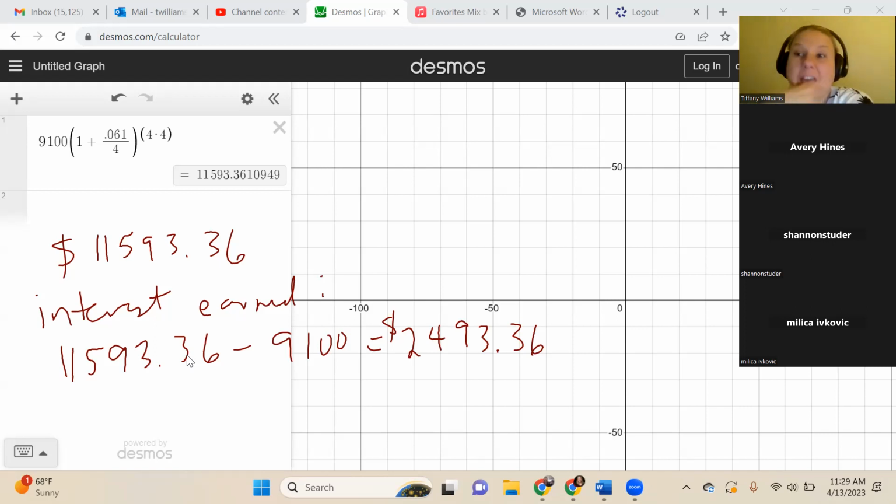Higher interest. Avery, you're exactly right. The interest rate typically has the biggest influence on how much money you earn. But not far behind that would be your number of compoundings. The more compoundings you do, the more interest you're going to earn. Again, guys, this is just a lump sum though. We put in $9,100 at the beginning. We're going to let it sit for 4 years and see what happens.